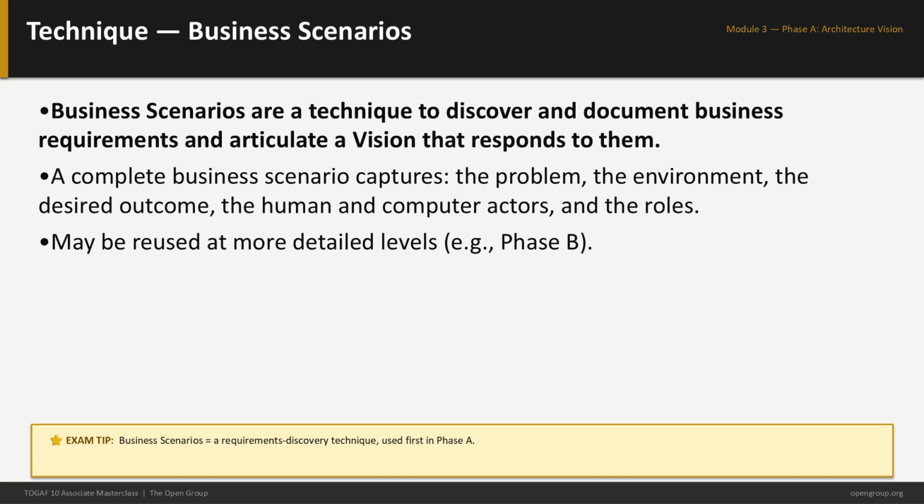Let's highlight a specific technique that powers the vision: business scenarios. A business scenario is a method for discovering and documenting business requirements, and then articulating a vision that genuinely responds to them. A complete business scenario captures several things: the problem you're solving, the environment it sits in, the desired outcome, the human and computer actors involved, and the roles they play.